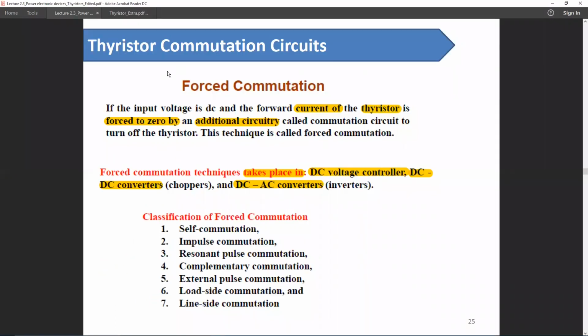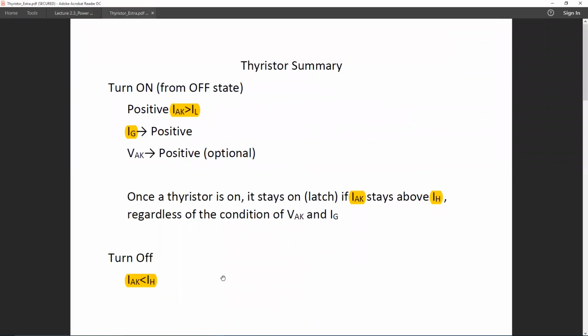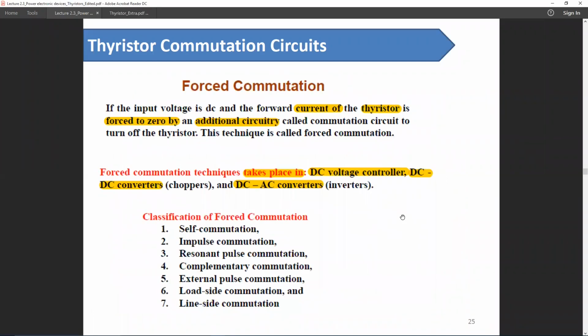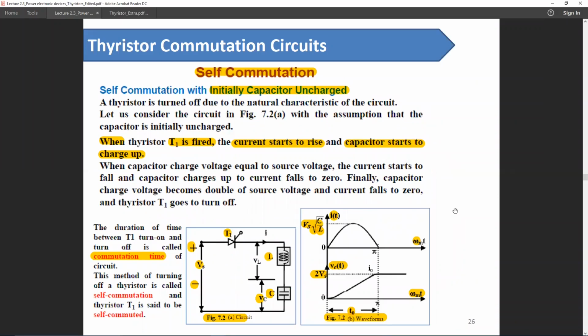So the force commutation is basically the additional circuitry for this criteria to happen. Since in case of an AC signal, the thyristor will go through a natural commutation. So in case of a forced commutation, we will apply a DC voltage as opposed to an AC voltage. So here are some methods for forced commutation. We will be discussing only few of them. First of all is self commutation.